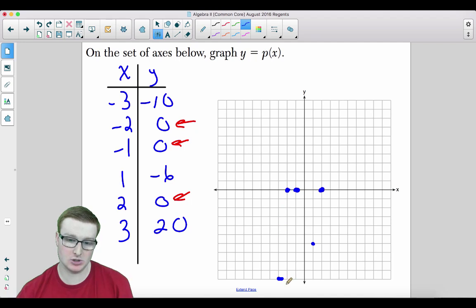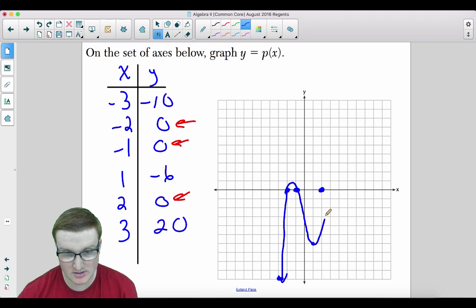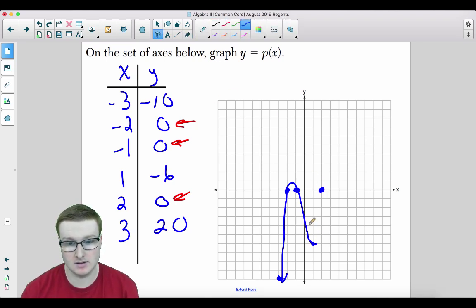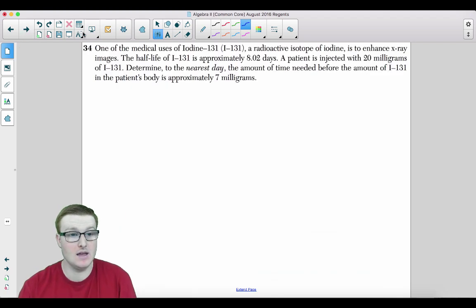So basically what we're doing is we're drawing, I'm going to draw this very carefully, slowly. We're drawing from here. We have a little increase there. Go down and then up. Knew that was going to mess up. Go down and then up like that. And that, ladies and gentlemen, is P of X. That's how you graph it. Pretty simple stuff.